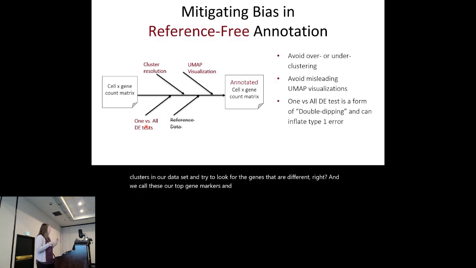One problem with doing this is that it can lead us to a form of what we call double dipping, where we essentially use statistical testing to form our groups in our data set, and then we do a second set of statistical testing on those same groups to answer our biological hypotheses. And this can be problematic because it can lead to inflated type 1 error.